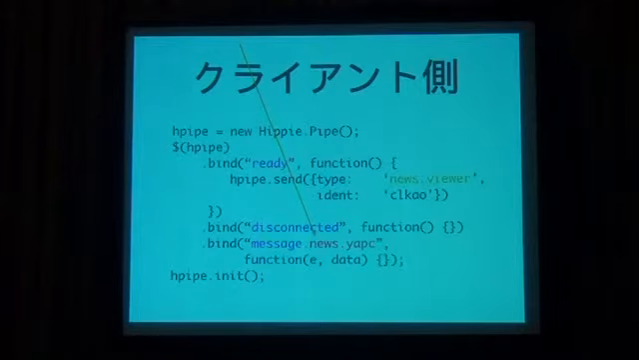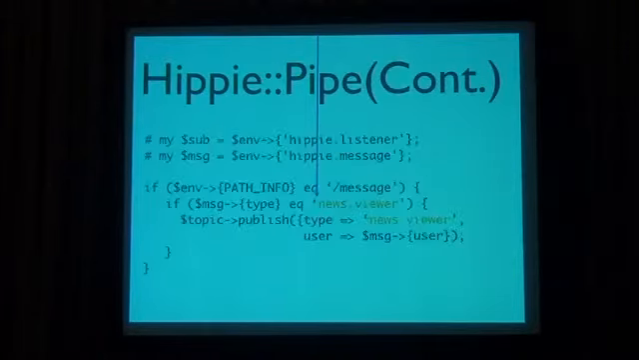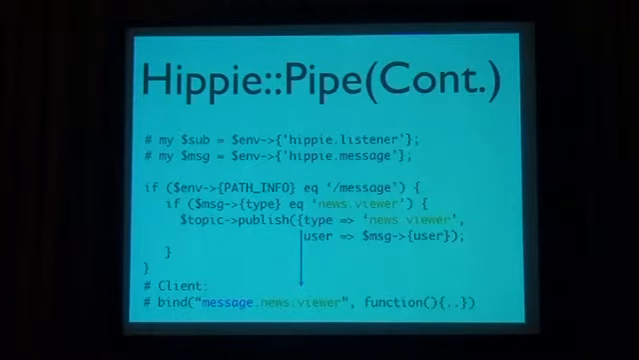And here, you can use Hippie pipe to send some other messages like that, and this will get to the message handler in the PSGI server, where you can say you want to match the path info to messages, and you can then check the message here. And again, you can choose to republish the message like that. And in the client side, again, you bind to some other message matching the type.